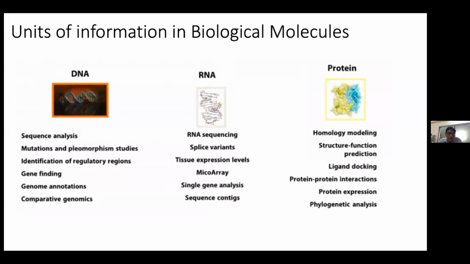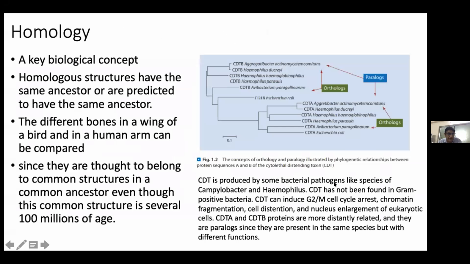It needs some information on biological molecules. So we can do sequence analysis, mutation analysis, gene finding, and RNA sequencing and splice variants. So we look into that. And for proteins, we can do homology modeling, structure and function prediction, drug discovery, and protein-protein interactions. So there are different units.